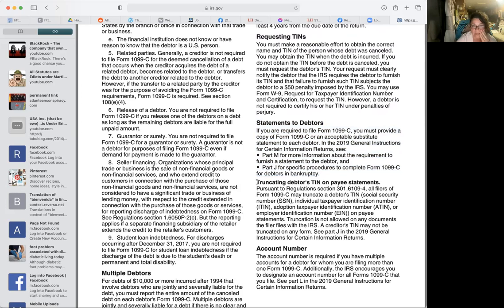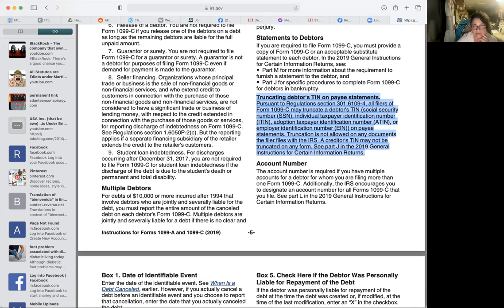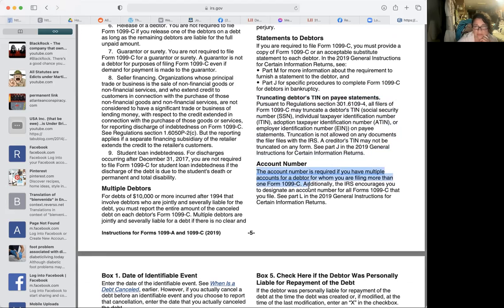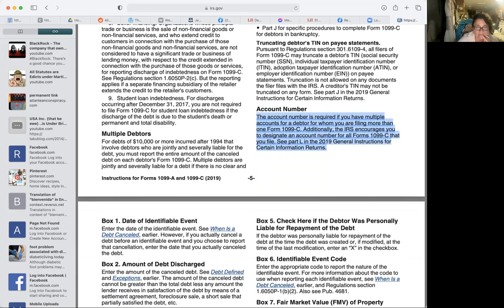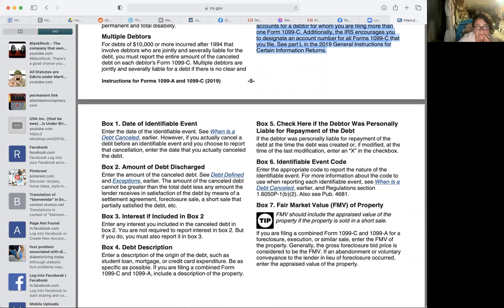Truncating debtor's TIN on payee statements. Yeah, we already talked about that. We read it. Truncation is not allowed on any documents. That means to only put a few of the numbers of their TIN or AN. Account number is required if you have multiple accounts for a debtor for whom you are filing more than one form. Additionally, the IRS encourages you to designate an account number for all forms 1099-C that you file. See Part L. Okay. Did I already read this before? This looks so familiar to me. I know I've read it a few times, but I just didn't know if I was reading it here.